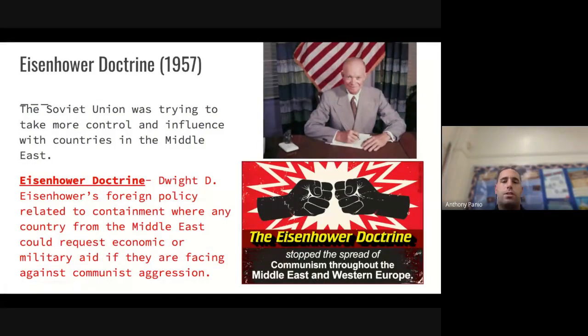The Middle East are countries like Pakistan, Yemen, Afghanistan, countries along those lines that are a little bit closer to the Soviet Union. And the Middle East is where some issues start to happen in the world in the 1960s and 70s. So his policy is to try and prevent that from happening. All right, so the Truman Doctrine and Eisenhower Doctrine: basically the same, just different areas.